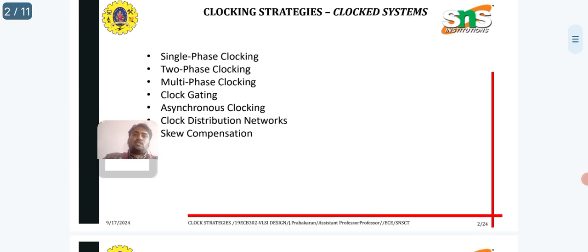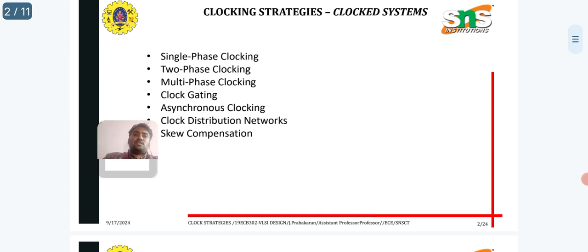Clock strategies refer to the techniques used to distribute and manage the clock signal in digital systems, particularly in synchronous designs where components are coordinated by a clock signal. In a clocked system, the clock plays a crucial role in controlling the timing of operations across the entire circuit. Here we will discuss some of the points.